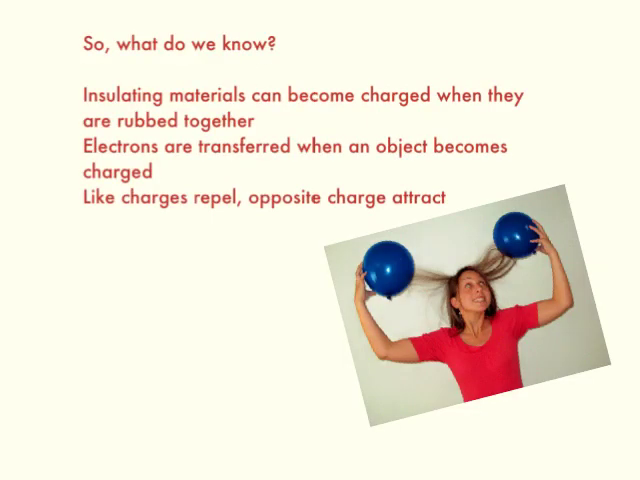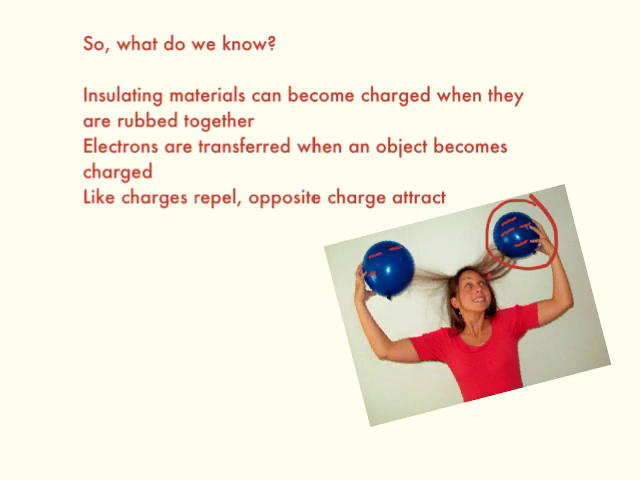So just to sum up, let's go back and look at the picture we looked at the very start of this little chat. What do we know? Well, insulating materials, the things that won't let electricity flow out of them, become charged when they're rubbed together. So by rubbing the balloon on top of the woman's head, they're both going to become charged up. Why are they charged? It's because electrons are transferred between objects when they become charged. And we know because of the triboelectric series, that you don't really need to know about, but I told you anyway, that electrons are being transferred off the woman's hair onto the balloons.